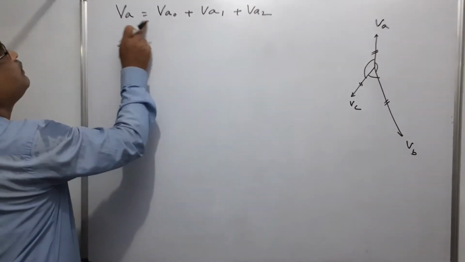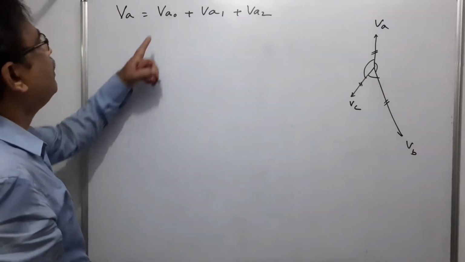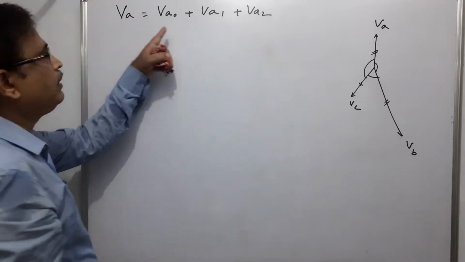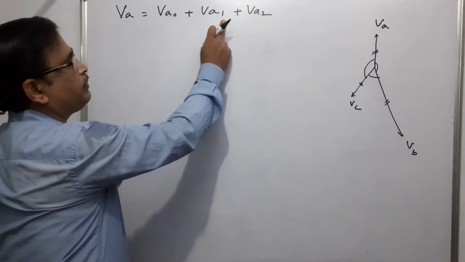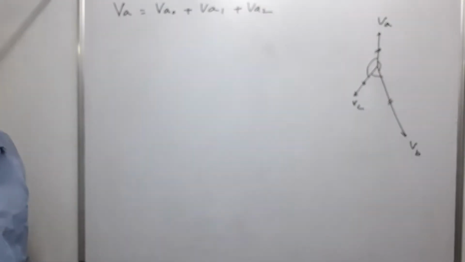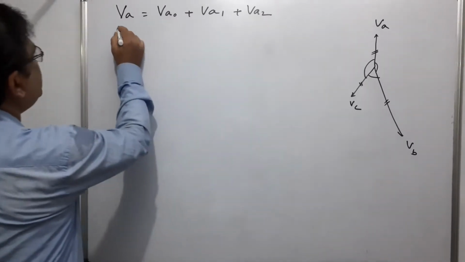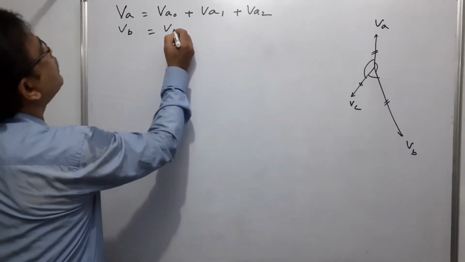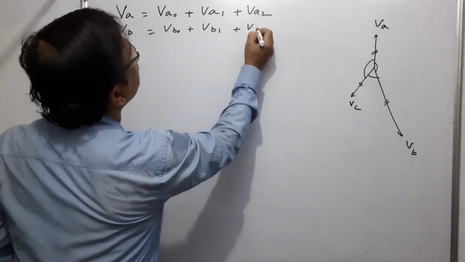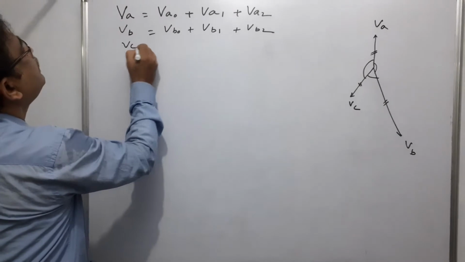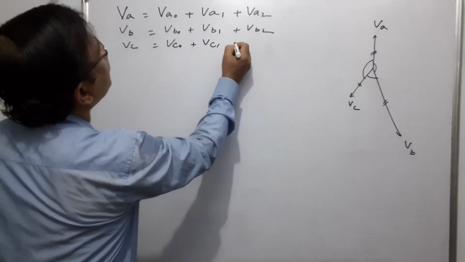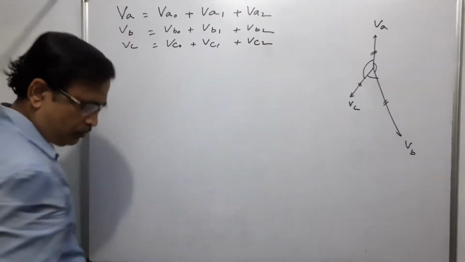Here VA0 is called the zero sequence voltage of phase A, VA1 is the positive sequence voltage, and VA2 is the negative sequence voltage. Similarly, VB is equal to VB0 plus VB1 plus VB2, and VC is equal to VC0 plus VC1 plus VC2.